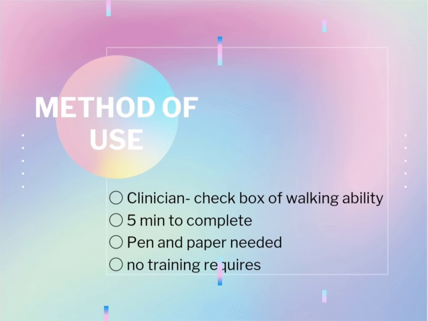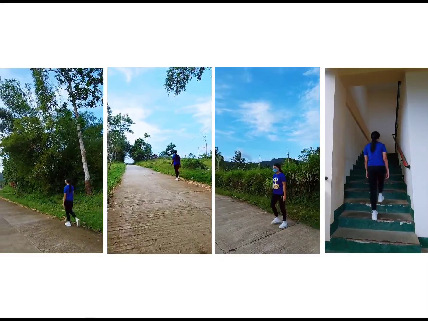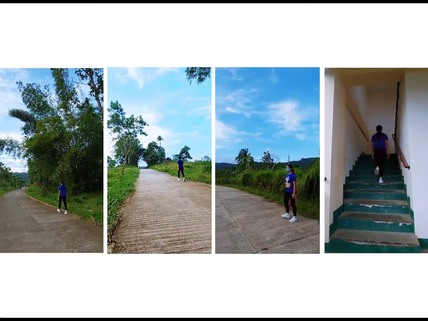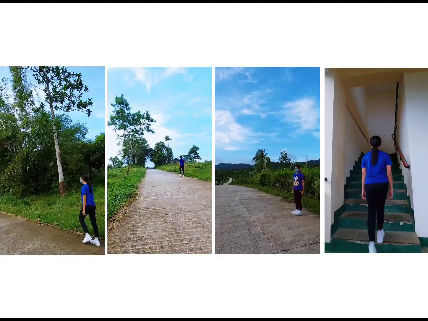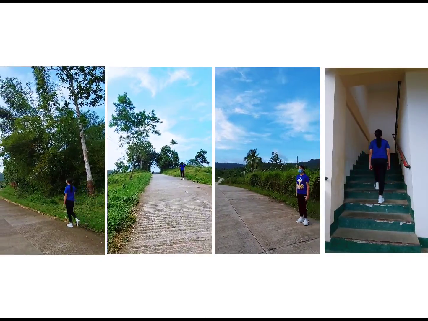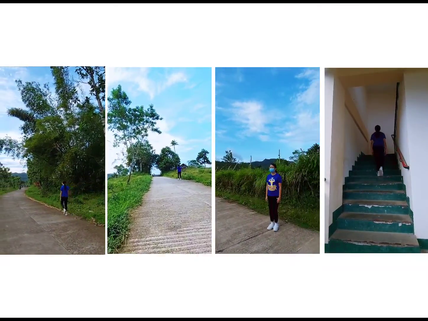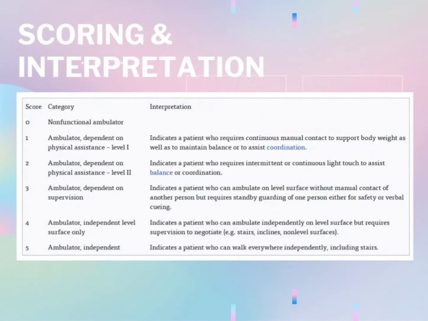So the clinician has a checkbox of walking ability. It takes 5 minutes to complete, pen and paper is needed, and no training is required. Basically, the functional ambulation categories is used to test if a patient with myasthenia gravis can walk in a straight line, on inclined surfaces, on unleveled surfaces, sideways, and on stairs. Now for its scoring and interpretation, it uses a 6-point scale of scoring.